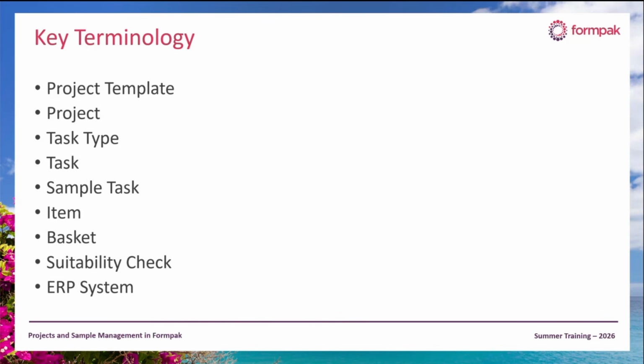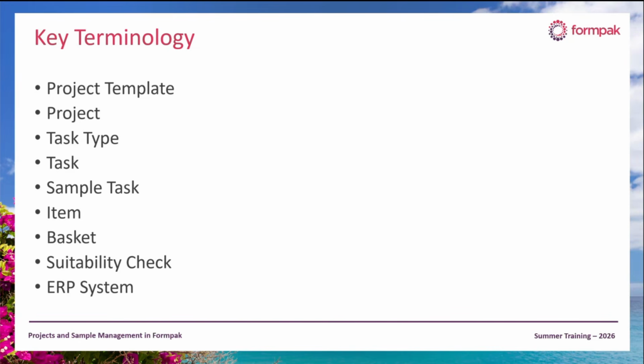And then we've got task type. This controls the behavior of the task, so the system and the users know how the task should be actioned. And then a task. It's an individual job within the project. For example, one person may complete an evaluation task, another person may complete a formulation task, and the lab may complete the sample task. So the task represents the work that's required to complete the project.